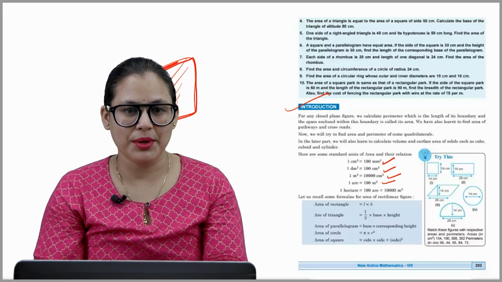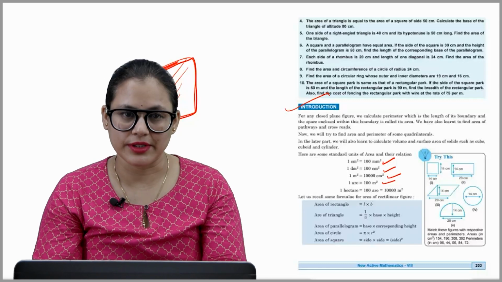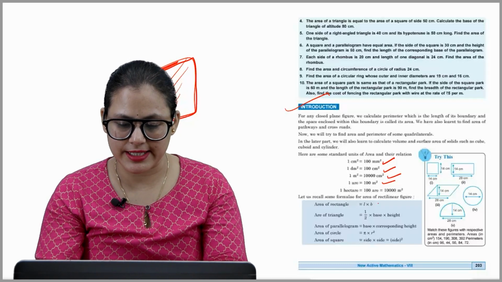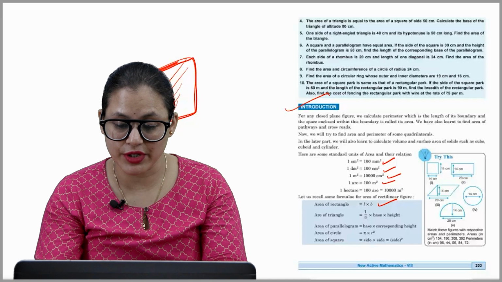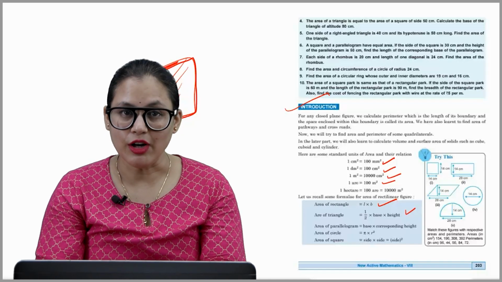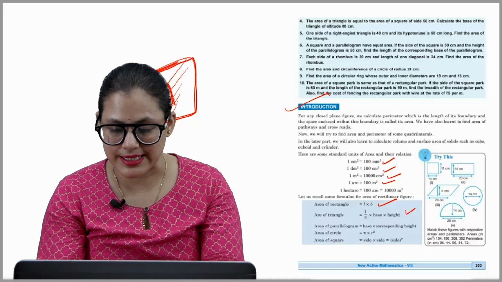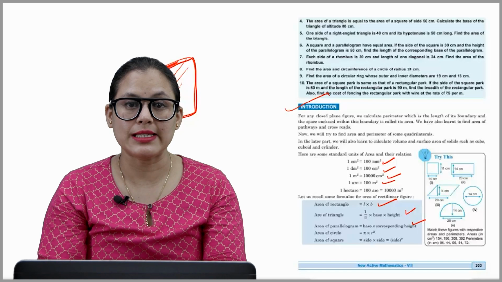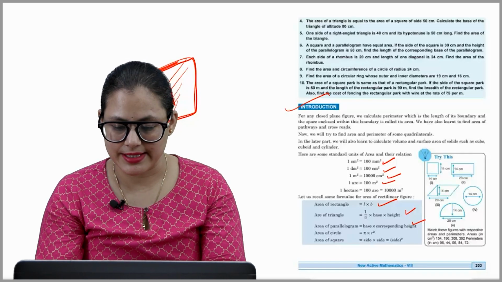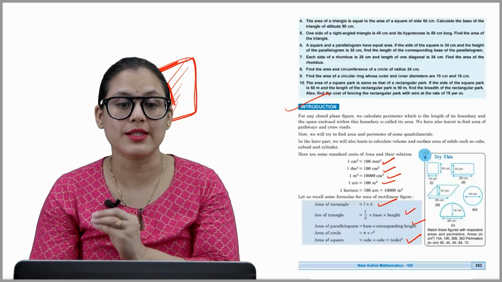Let us recall some formulas for area of rectilinear figures. You know the area of a rectangle is length into breadth, area of a triangle is half into base into height, area of a parallelogram is base into height, area of a circle is pi r square, and area of a square is side into side or side square.